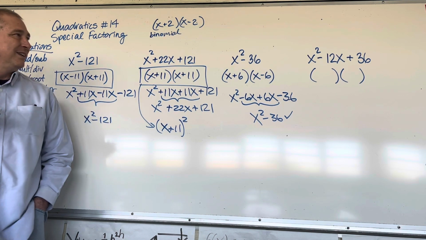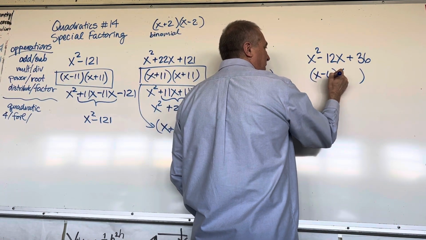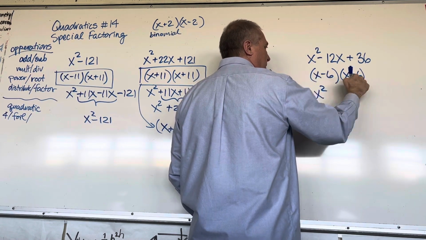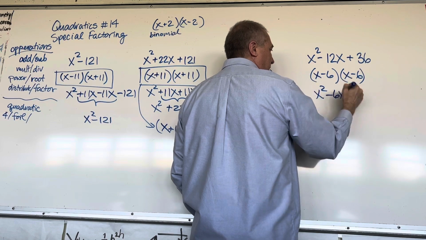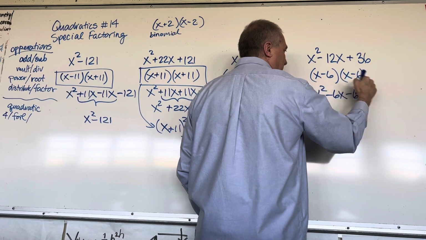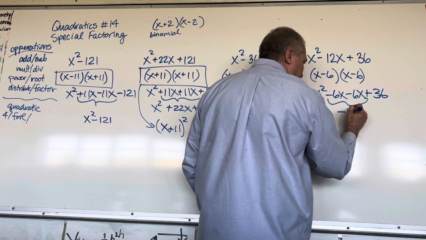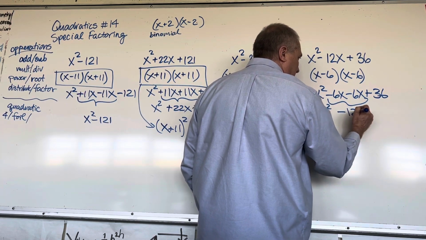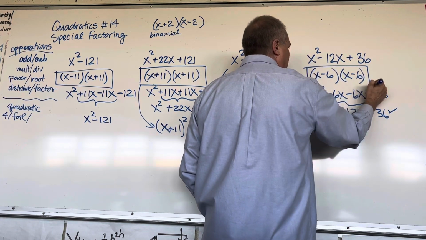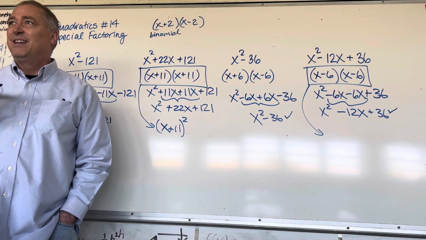Is it x minus 6 and x minus 6? Tell me what to write. X minus 6. X times x is x squared. Outside is minus 6x. Inside is minus 6x. Last would be negative times negative is positive, and 6 times 6 is 36. When I combine like terms, that was a terrible bracket, negative 12x, x squared minus 12x plus 36. That looks just like this one. Check. Dennis, can you make it more elegant?